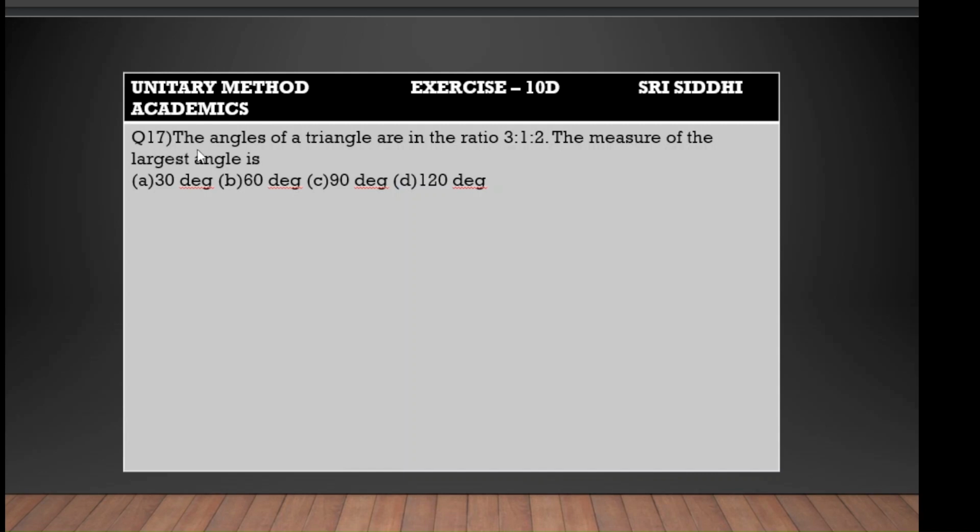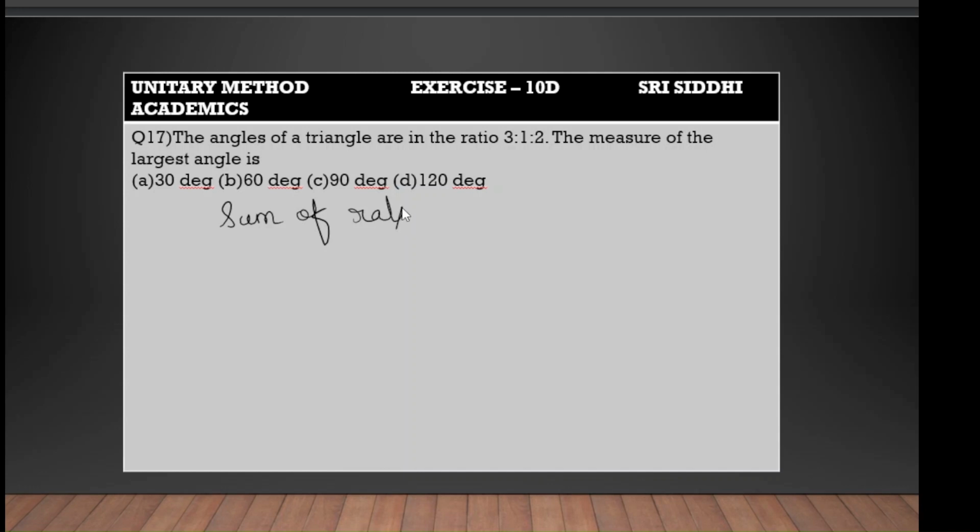Question number 17 says, the angles of a triangle are in the ratio 3:1:2. The measure of the largest angle is 30 degrees, 60 degrees. Options have been given. We have to choose the correct option. So we will find the sum of ratio terms.